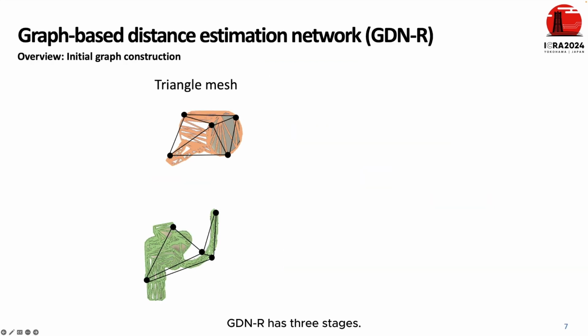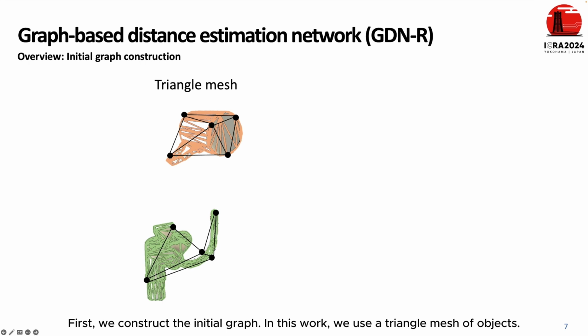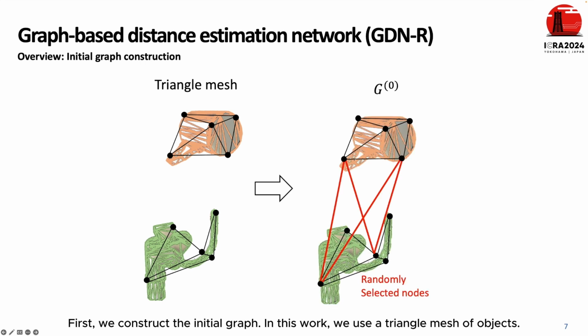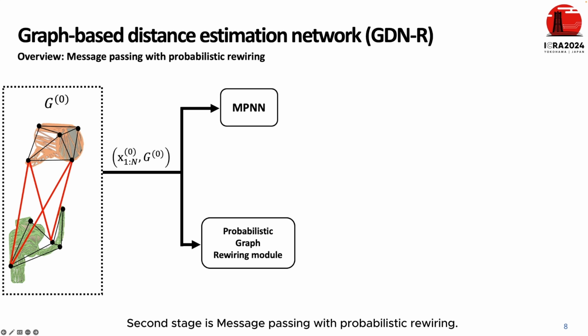GDNR has 3 stages. First, we construct the initial graph. In this work, we use triangle mesh of objects. We add randomly selected nodes as inter-edges for the information passage. Second stage is message passing with probabilistic rewiring.